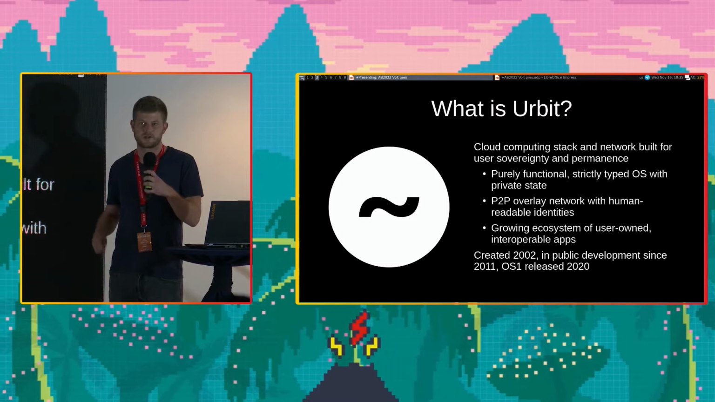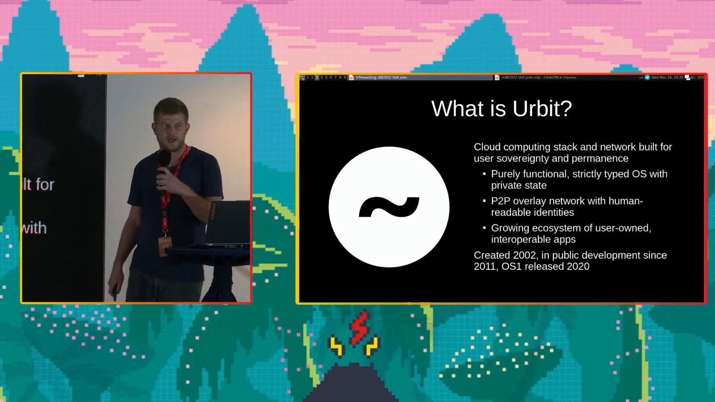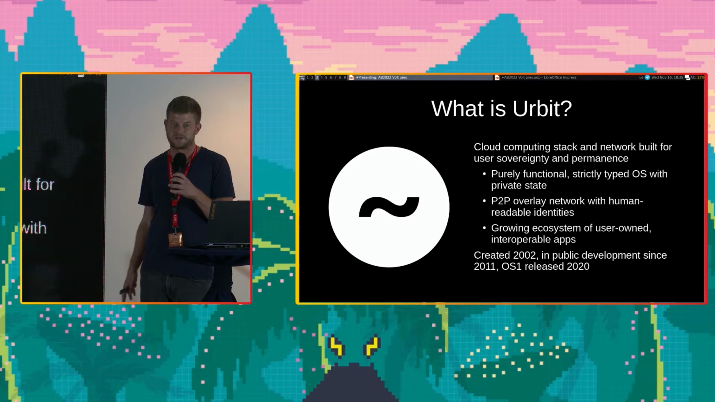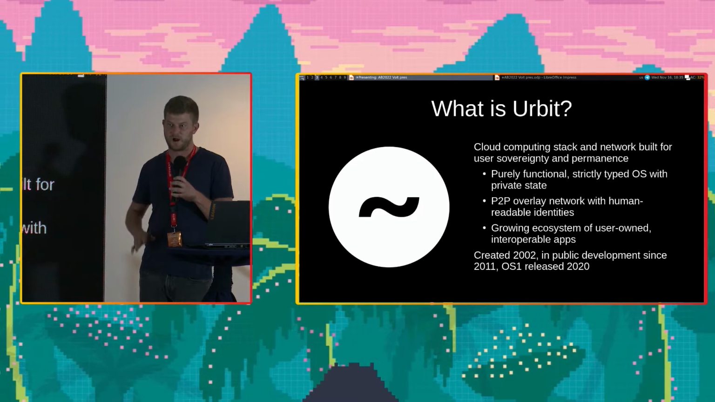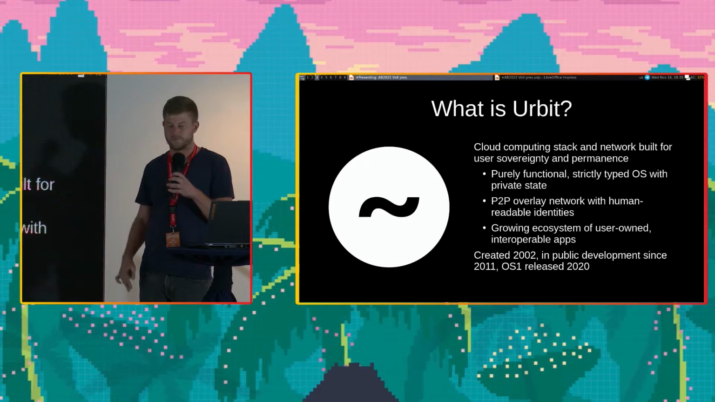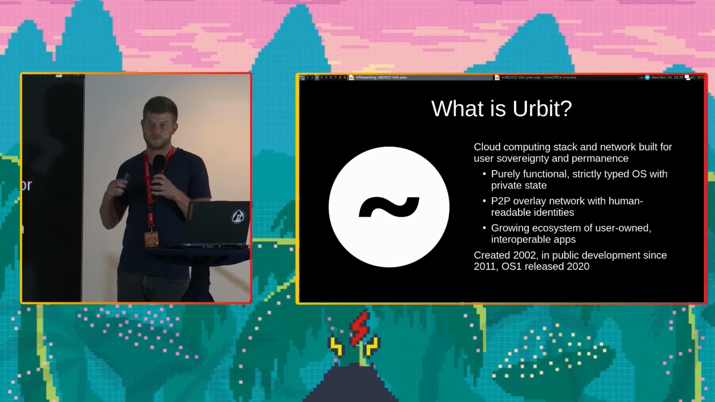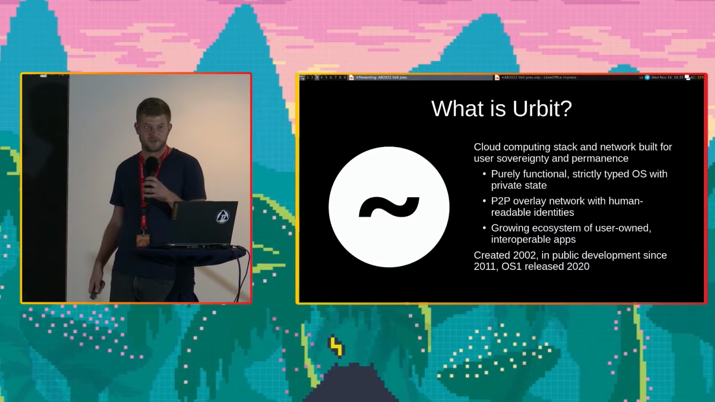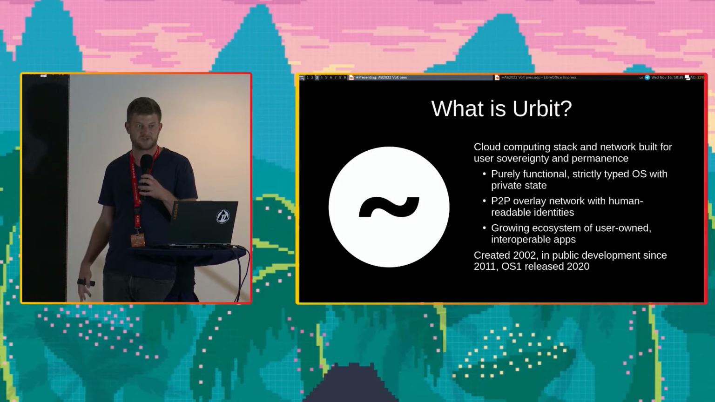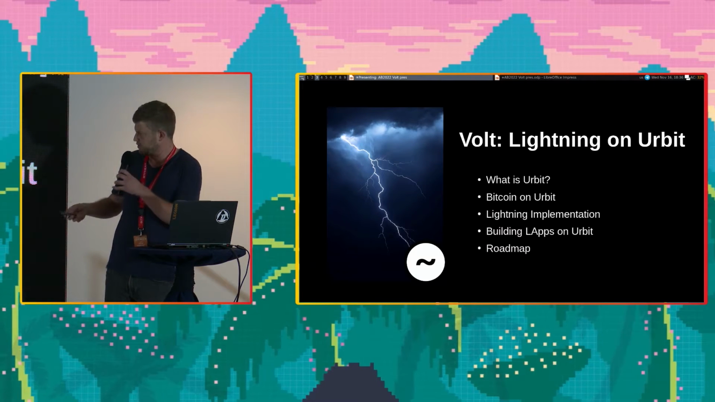Okay, so Urbit is a clean slate computing stack and peer-to-peer network that's built for user sovereignty and permanence. So there's two components to that. One is a purely functional, strictly typed operating system. It's built from the ground up, lives on any Unix host, and then there's the peer-to-peer network, encrypted, that runs in between those instances of the operating system with human-readable, Sybil-resistant identities on the P2P network. There's also a growing ecosystem of completely user-owned applications that runs inside the operating system and communicates over the network.